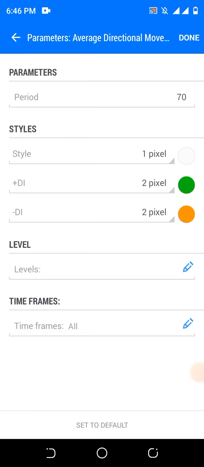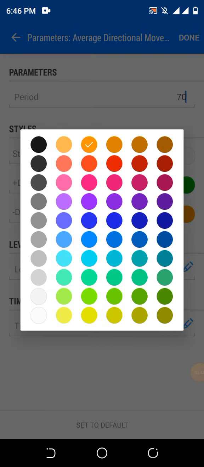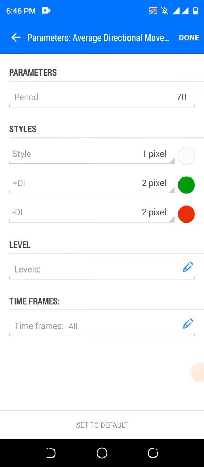Now the second thing is plus DI. Yes, leave it green. Minus DI, change it to red. Now increase the pixel to 3. Now this is all about the Average Directional Movement Index indicator settings. Once you are done setting up this way, you click on done.